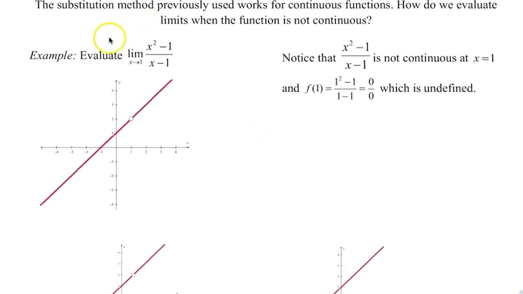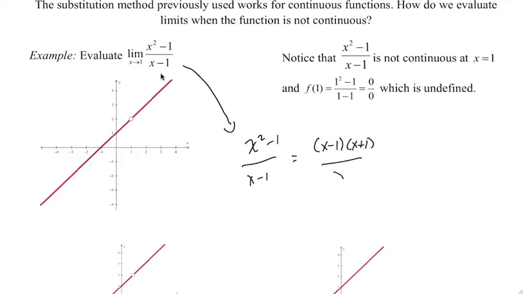We want to evaluate the limit as x approaches 1 of x squared minus 1 over x minus 1. If we look at this function a little more closely, first we need to factor. So we have x minus 1 times x plus 1, the difference of two squares, over x minus 1. Now the linear terms cancel out, and we get x plus 1. But this doesn't actually equal x plus 1 outright. It equals x plus 1 when x does not equal 1.